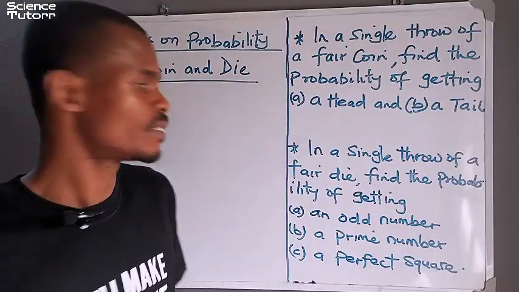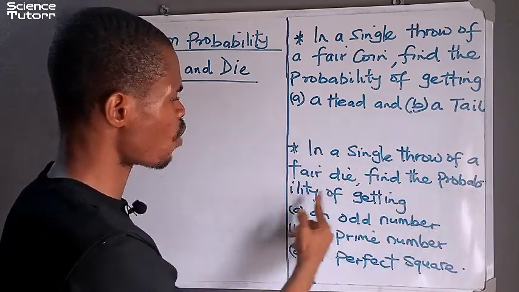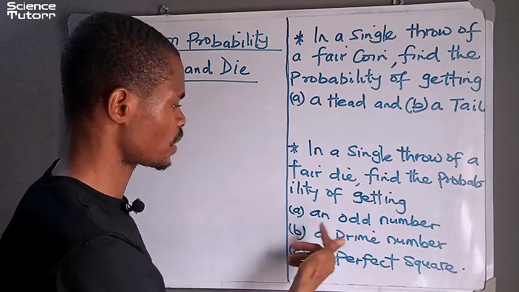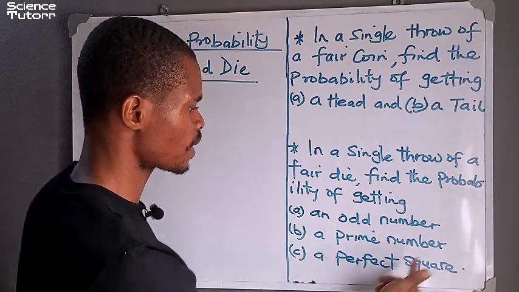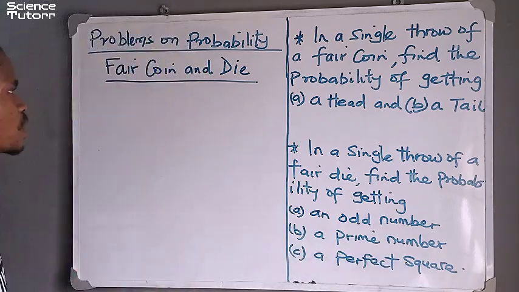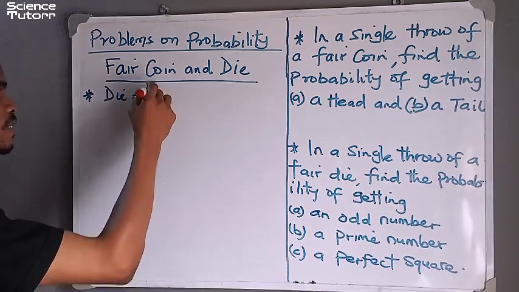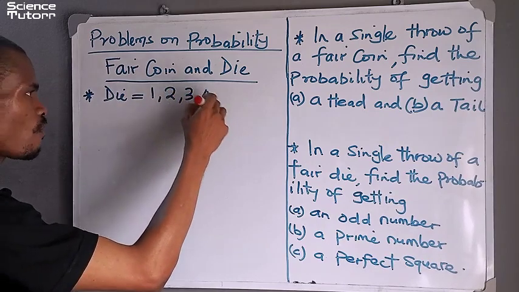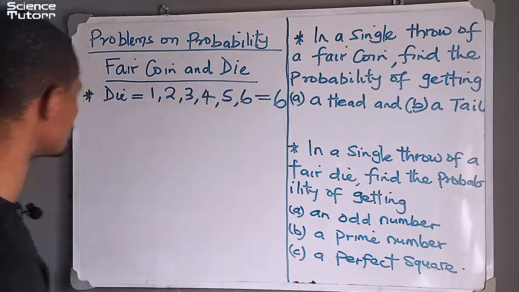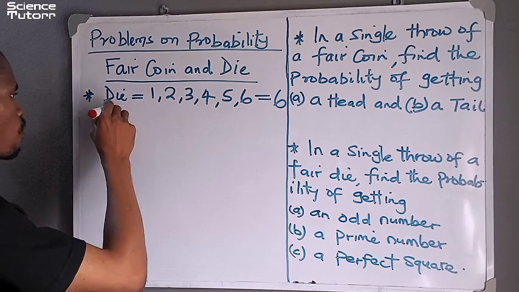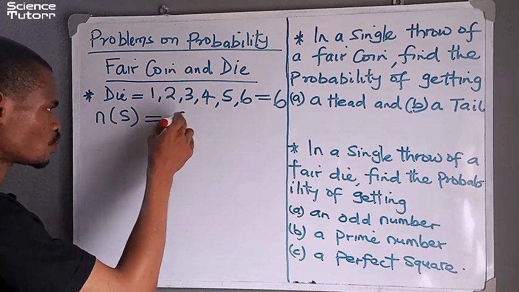Now for a die, the second question says, in a single throw of a fair die, find the probability of getting: an odd number, a prime number, a perfect square. As stated in a previous video, a die has 6 faces, 1 to 6: 1, 2, 3, 4, 5, and 6. When counted, it gives us 6 outcomes. So the number of possible outcomes, which is our sample space, is equal to 6.